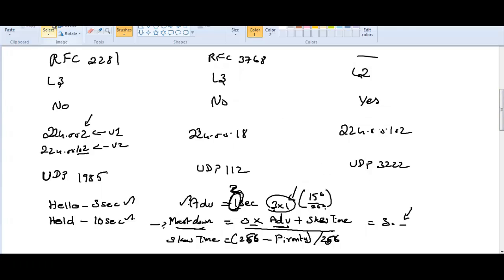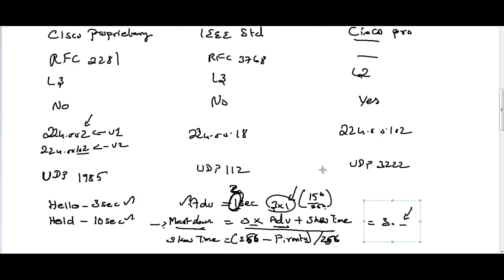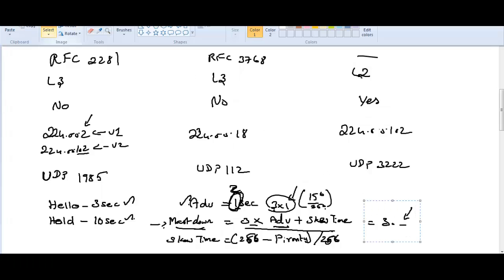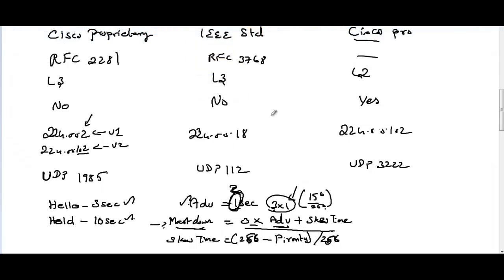Right, so that is the timer in VRRP. Now what about the timer in GLBP? The timer in GLBP is the same as HSRP. There is no difference. The hello time is 3 and the hold time is 10. It's the same timer because both are Cisco proprietary.